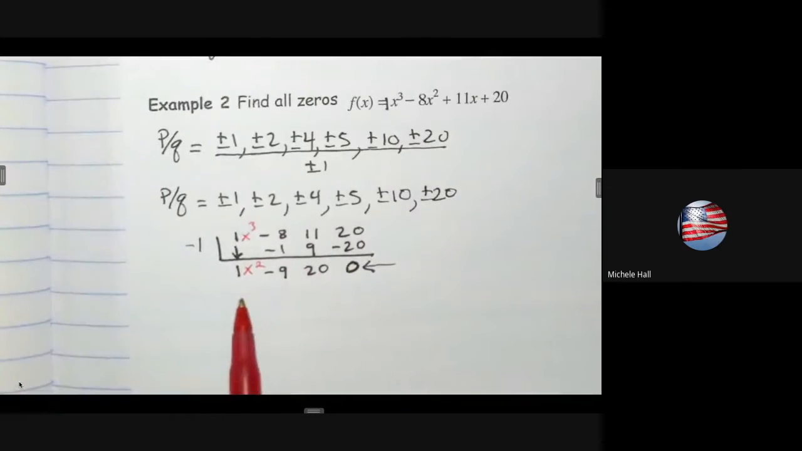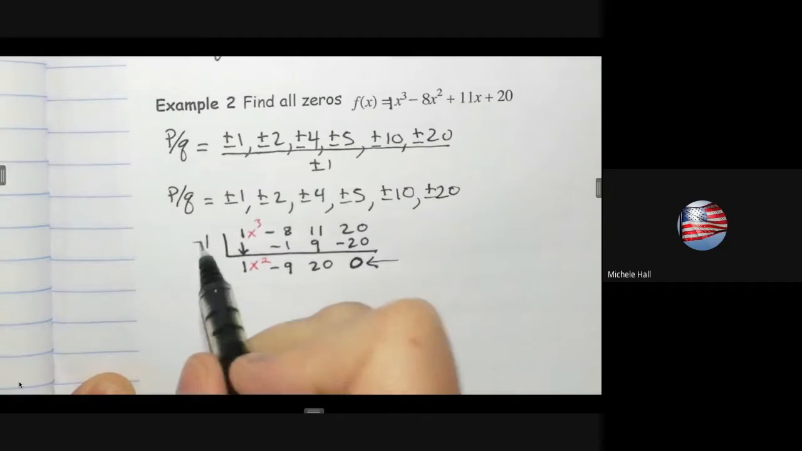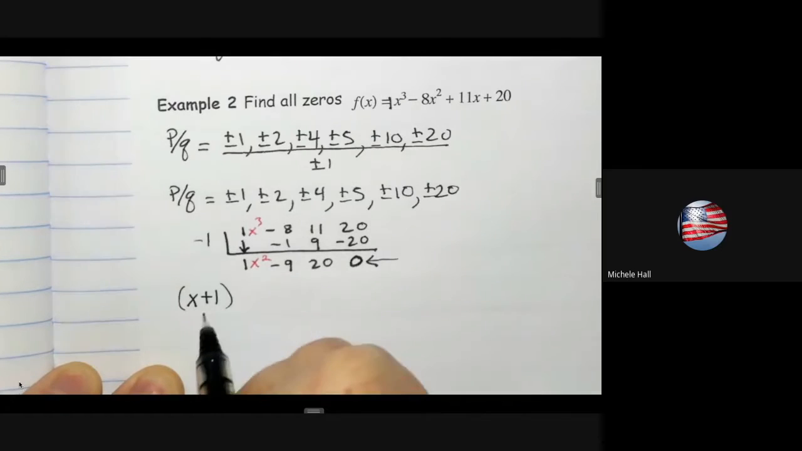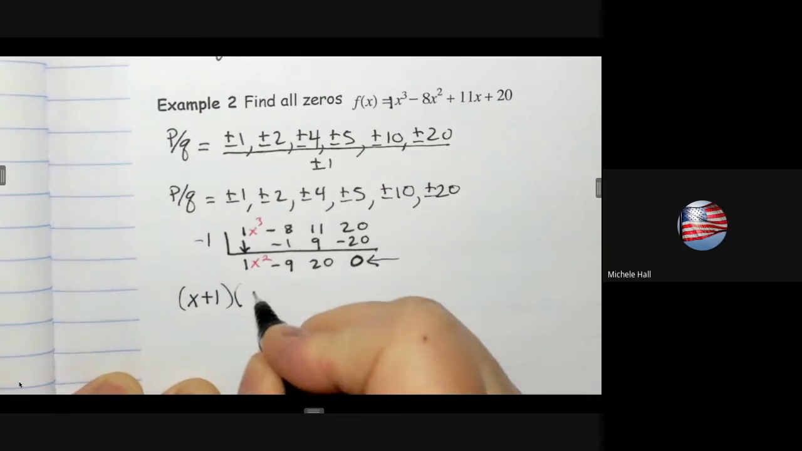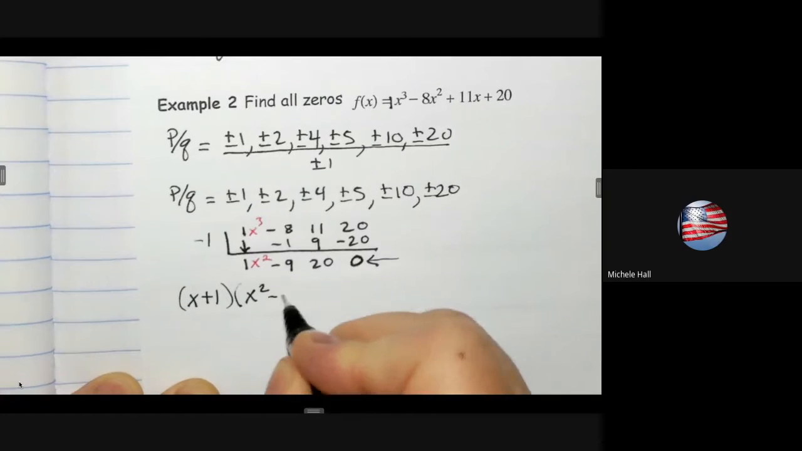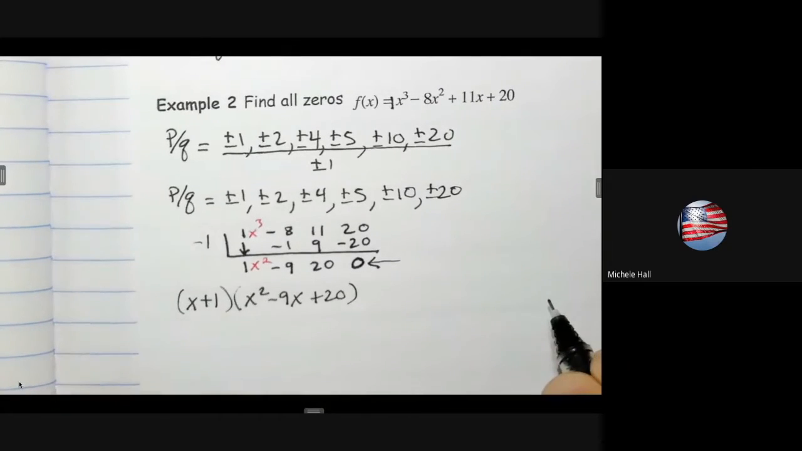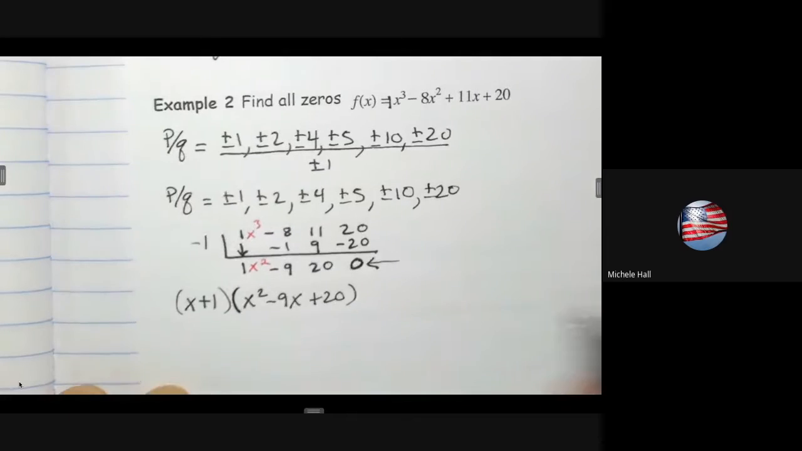Do you know how to solve for a degree 2? I should hope so. We've spent most of the year working on quadratic functions. So we need to factor this and solve for x. I'm going to bring down this factor. That is the factor x plus 1. Remember, if I solved it, I would get negative 1 to use in synthetic division. And then we have x squared minus 9x plus 20. Factor. If it doesn't factor, then what? We use the quadratic formula.